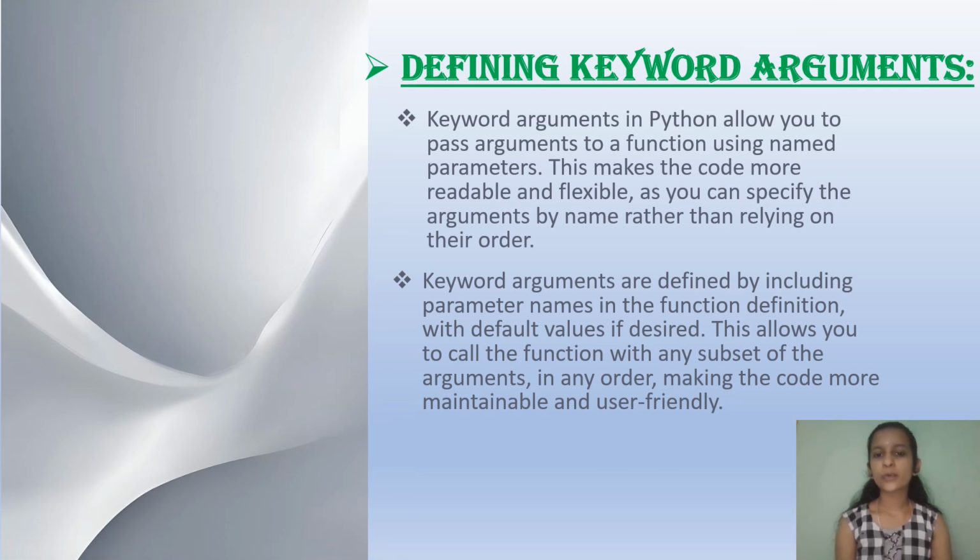As keyword arguments is quite a theoretical concept, when it comes to the process of defining keyword arguments, Python allows you to pass the arguments to a function using named parameters, and it also makes the code more readable and flexible as you can specify the arguments by name rather than relying on their order. It can also be defined as including the parameter names in the function definition with a default value if desired, and this allows you to call the function with any subset of arguments in any order, making the code maintainable and user friendly.